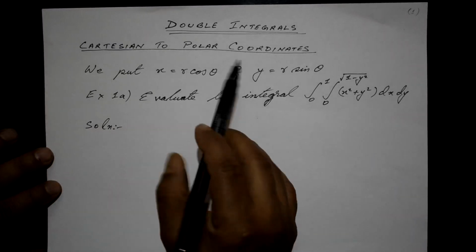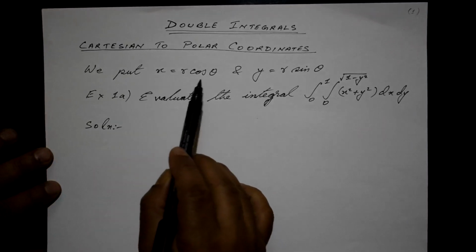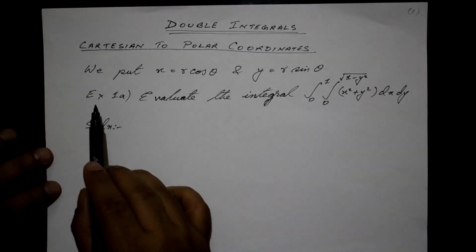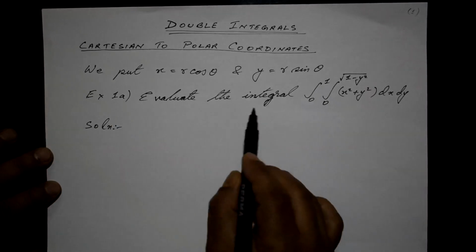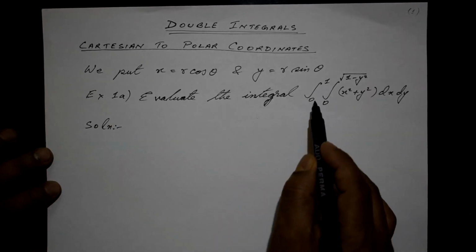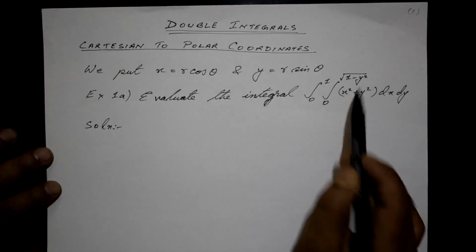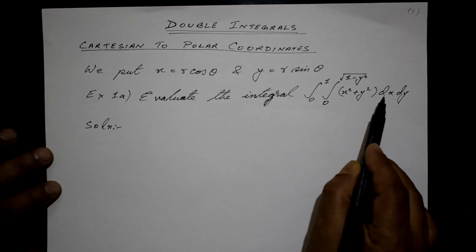Hi guys, today I am going to teach you double integral, that is Cartesian to polar coordinates. We put x is equal to r cos theta and y is equal to r sin theta. We take up an example: evaluate the double integral, with limits 0 to 1 and 0 to root of 1 minus y square, of x square plus y square dx dy.